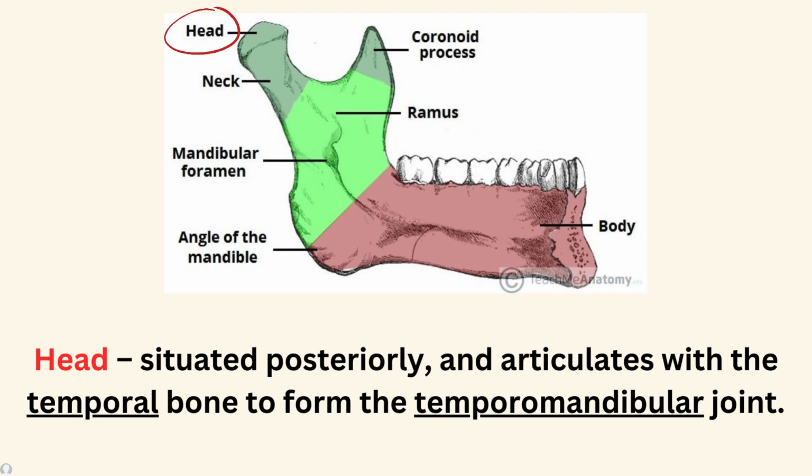Now the rami has three parts. Number one, the head. It is situated posteriorly, backside, and articulates with the temporal bone to form the temporomandibular joint, which is the main joint of the skull. The main joint of your skull is the temporomandibular joint, in which you are able to open and close your mouth by the action of this joint.